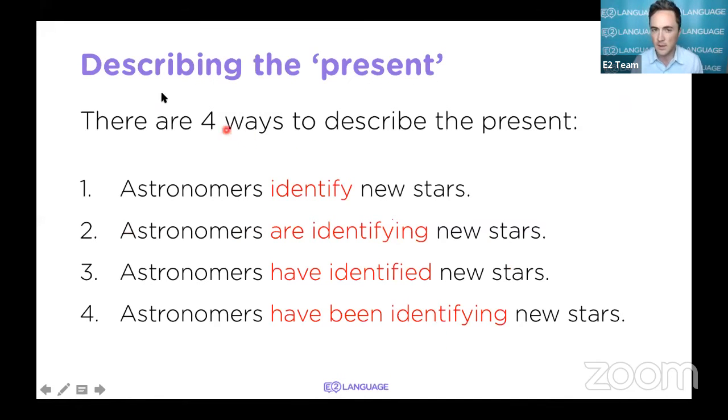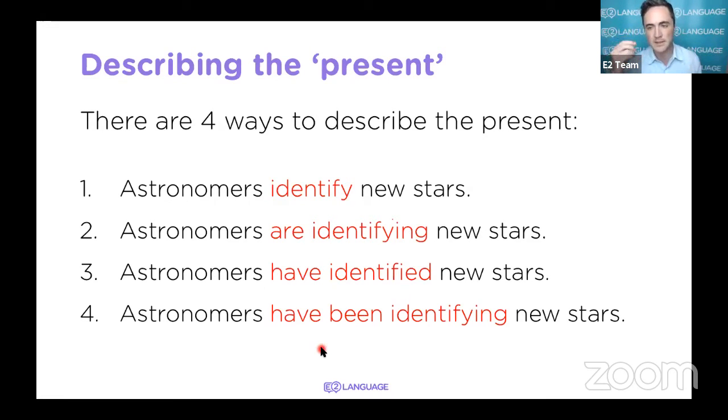Sweet. So when we're describing the present, there are four ways to do it. Four types of verbs. For example, astronomers identify new stars. Astronomers are identifying new stars. Astronomers have identified new stars. And astronomers have been identifying new stars. These are the four. So if you want to talk about the present, you will use one of these four verbs.